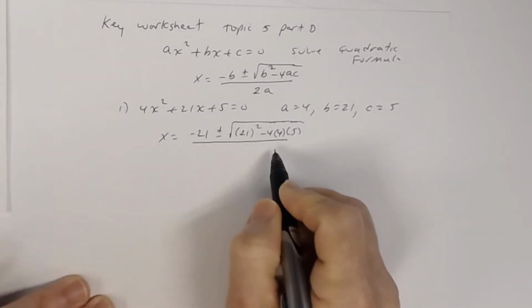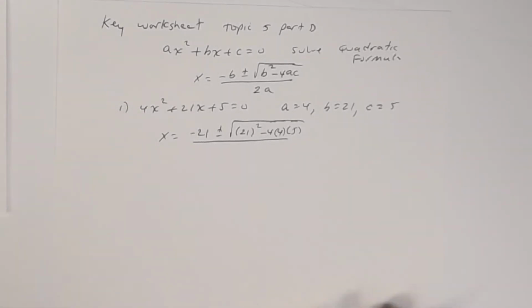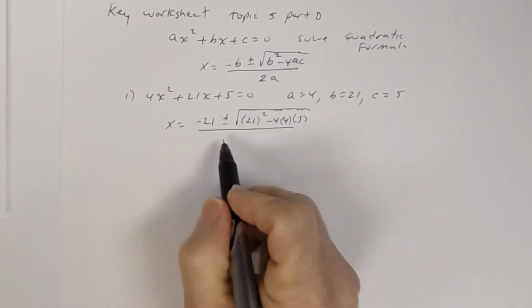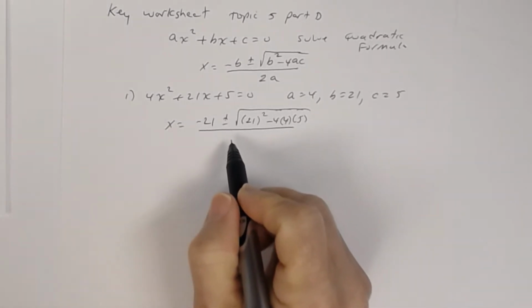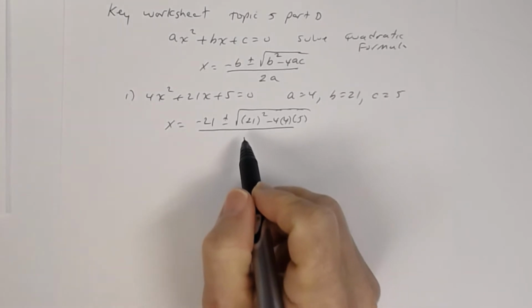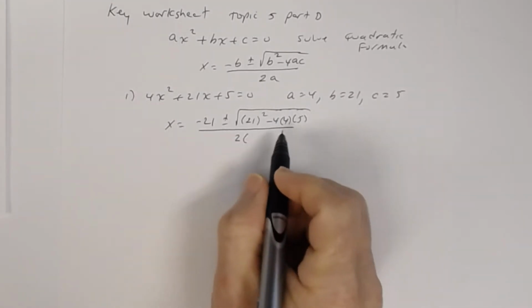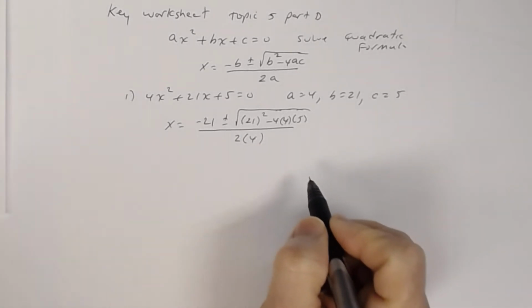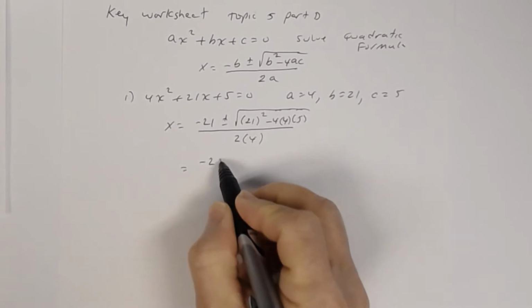Don't skip any steps. Your statements must be mathematically correct. Some students like to skip the part where they're dividing here. Mathematically, that's not correct, so you will lose points. So make sure you say divided by 2a, so divided by 2 times a, and a is 4. You must say that. Okay, equals negative 21 plus or minus.